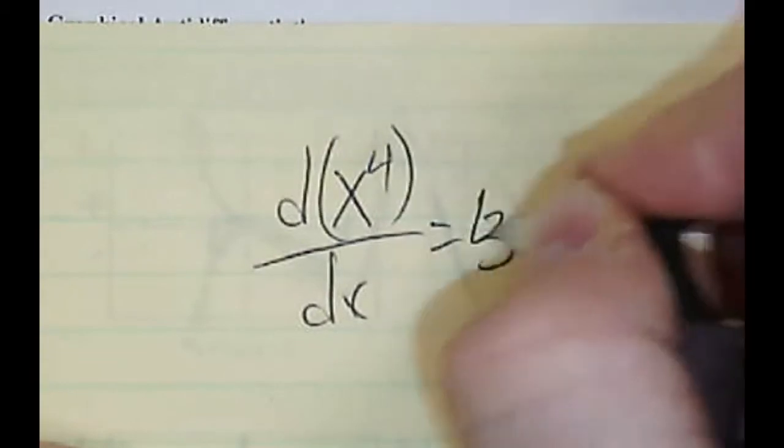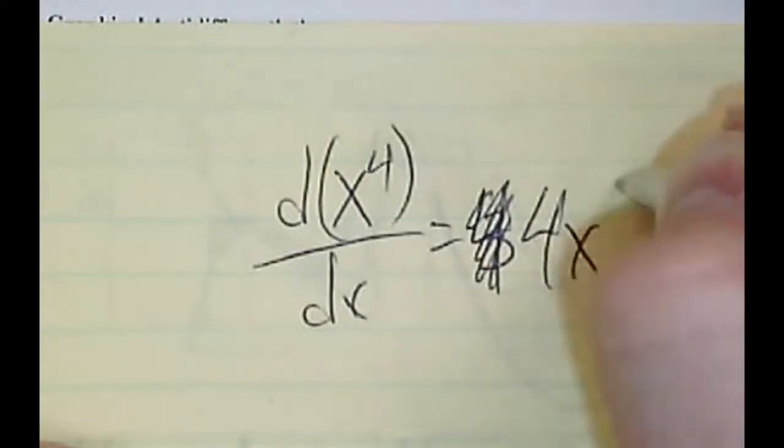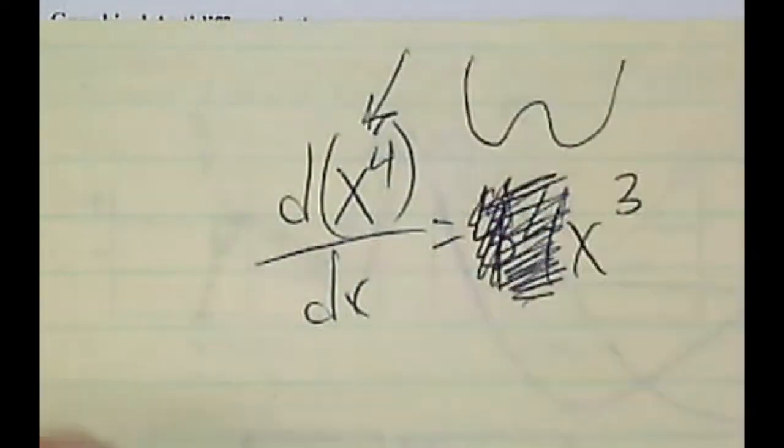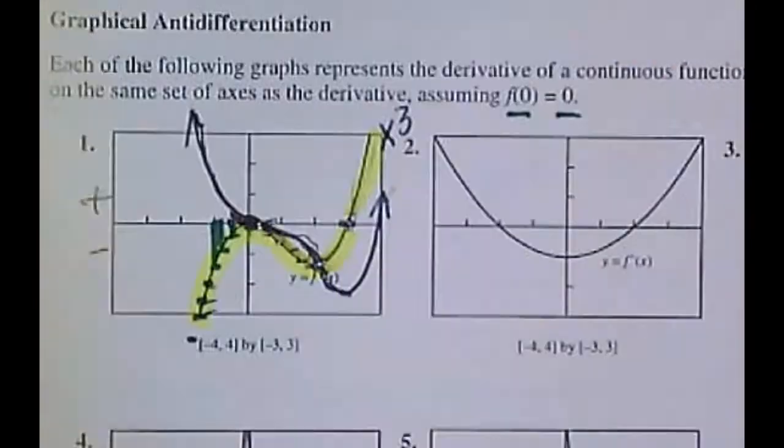And even though it might be 4x to the third power, it doesn't matter what the coefficient is. This function looks like a W, or some sort of other weird shape. Its derivative will look like a cubic, or some sort of odd function.